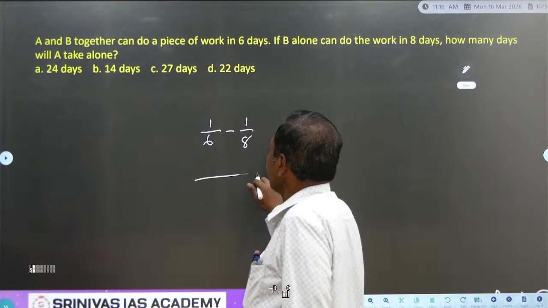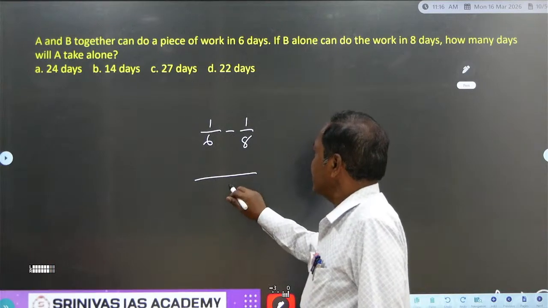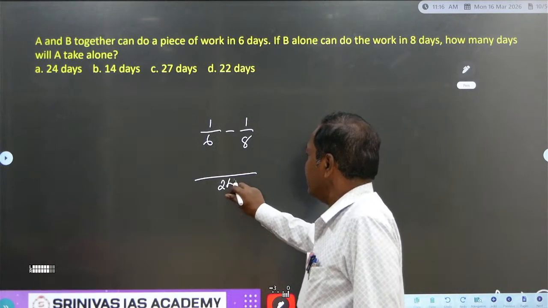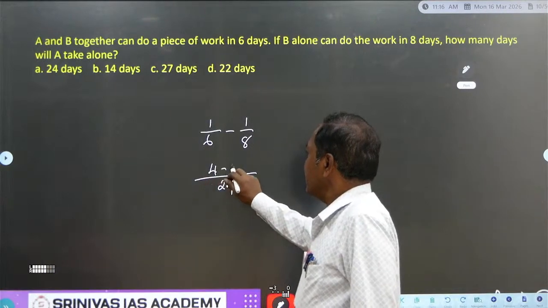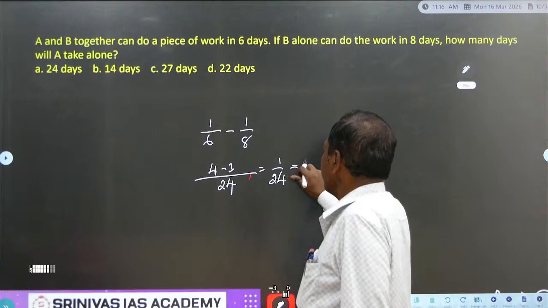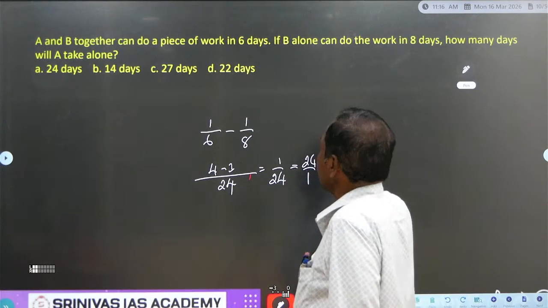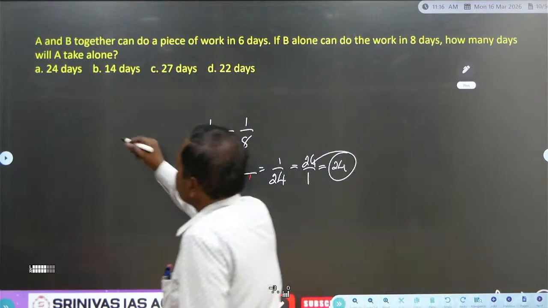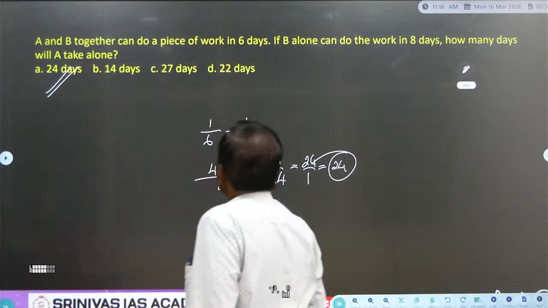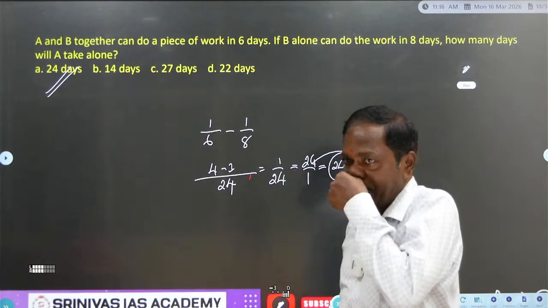What is the LCM of 8 and 6? 24 is the LCM. It means 4 minus 3, which is 1 by 24. It means 24 by 1, 24. Right. Option A. That's all: 1 by 6 minus 1 by 8. Straight away.